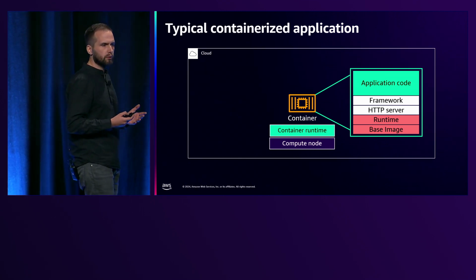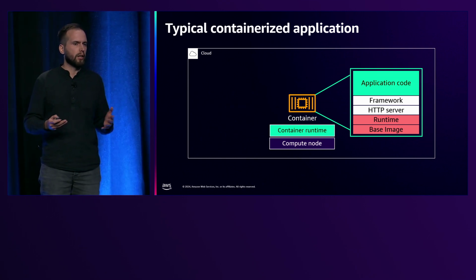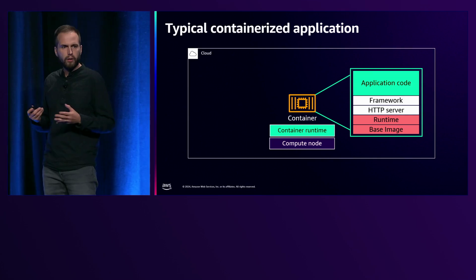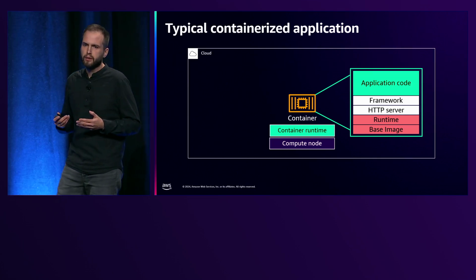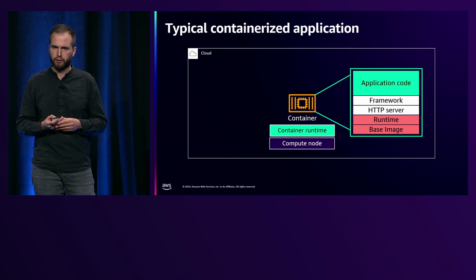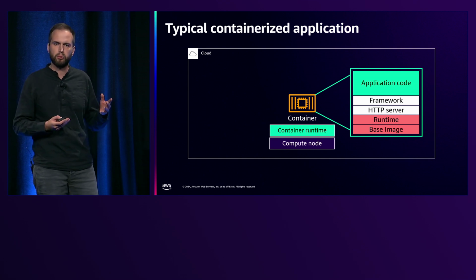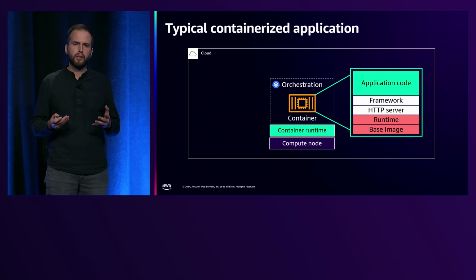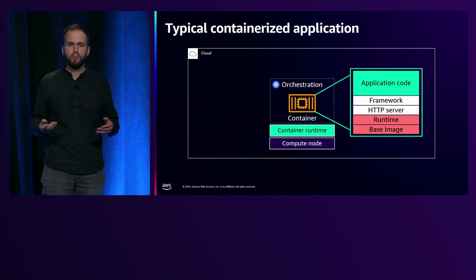Now, running a single container is relatively easy. I just do Docker run locally, right? And I am done. However, in a production environment, it's a bit more advanced, right? I want to run multiple instances of that container for high availability, or I want to run different containers. So therefore, I'm relying on a container orchestration tool that helps me with that.